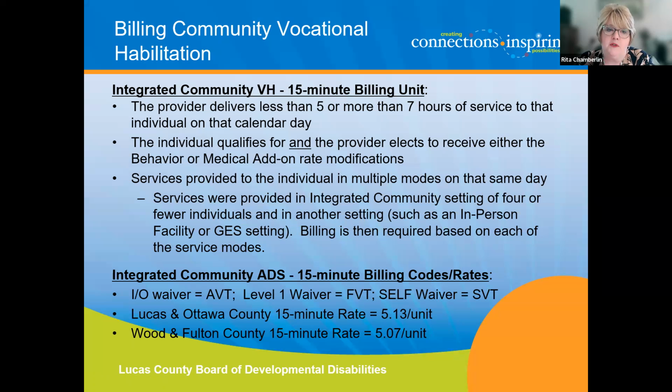You'd also have to do the 15-minute billing if there were multiple modes of services. So if you were doing some day hab in facility, some vocational habilitation in the facility, some vocational habilitation out in the community, a combination of vocational habilitation and ADS on the same day, you're going to have to 15-minute bill those services specific to the actual service itself. And then again, the codes are listed there, the AVT, FVT, and the SVT. And then the rates for that are going to be the same as what the community day support is, where it's $5.13 per unit or $5.07 per unit if you were in Wood or Fulton County.